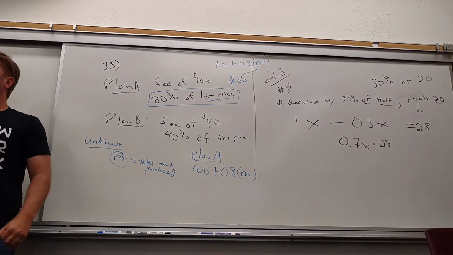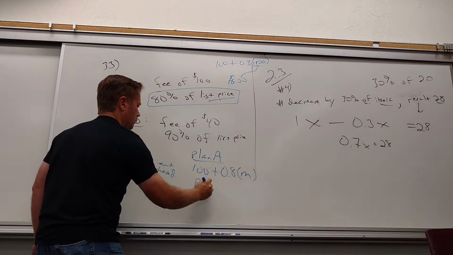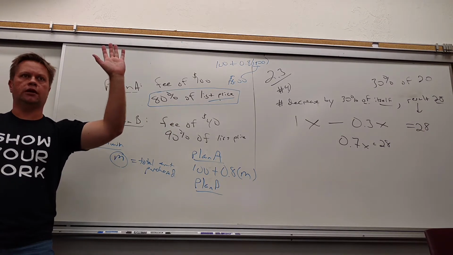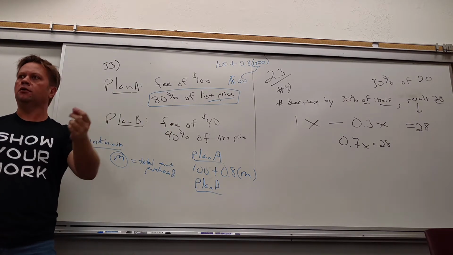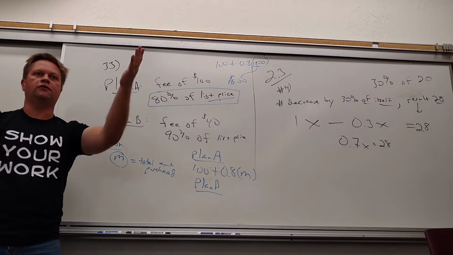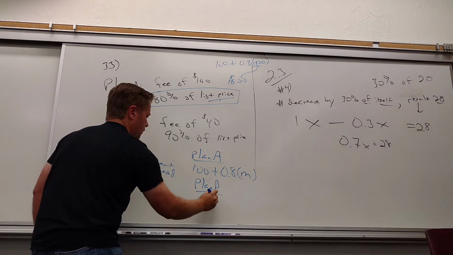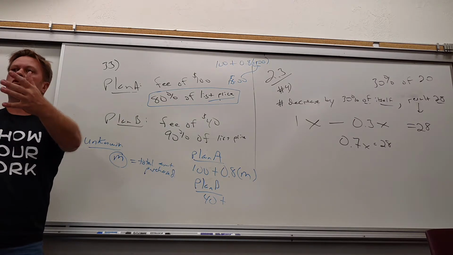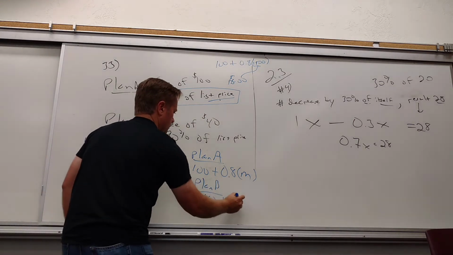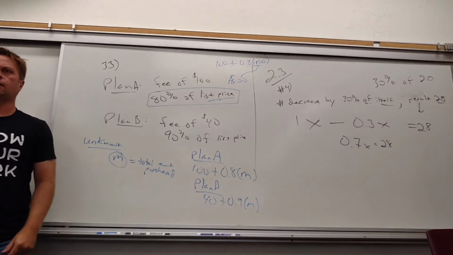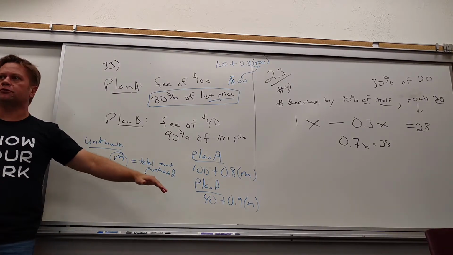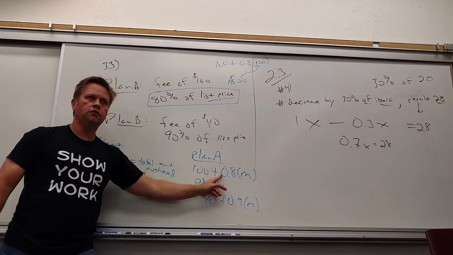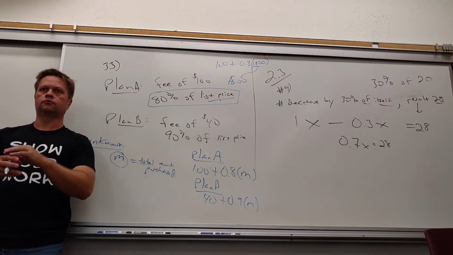So what's plan B going to look like? How's plan B going to be different? $40 to start with. No matter what I do, I have to pay $40 just to become a member. If I never go, well, you just donated $40 to the warehouse. Good for you. So it'll be 40 plus 90% of the merchandise you're going to buy. And then it just tells you when these two plans are equal. So what do you do with these expressions? You set this one equal to that one. You solve for M.